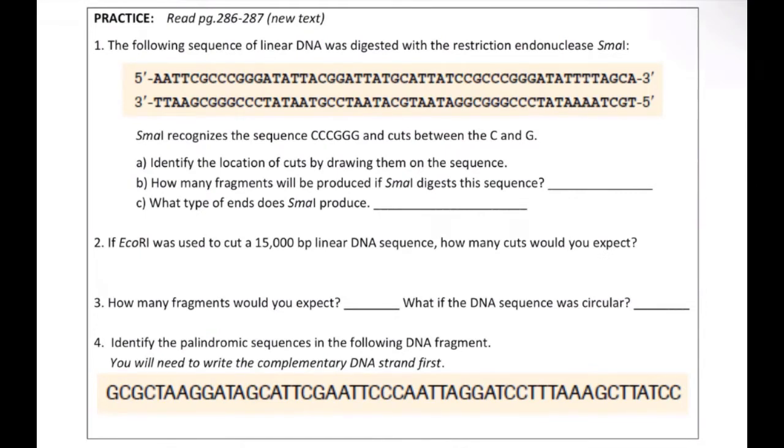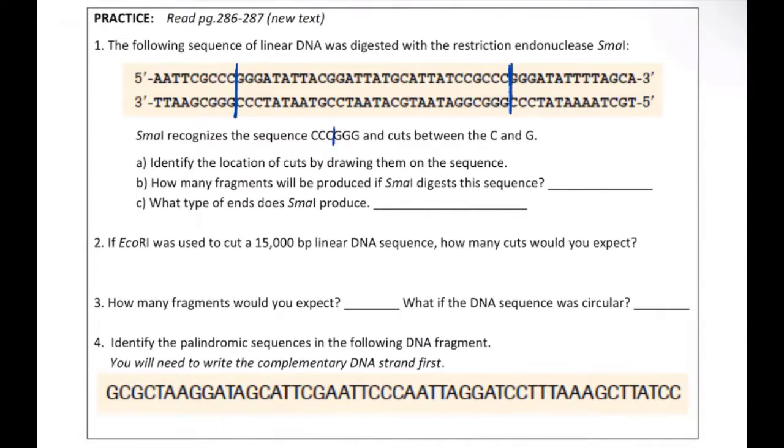Questions 1, 2, and 3 are very much what you'll see on your test, so I'm going to run through and take up the answers with you now. We already know that Sma1 recognizes the sequence CCCGGG, and it cuts in between the C and the G. So when I'm looking along the sequence, I can say, oh, there's one right there. And if you keep looking, there's a second one right there. So those are my 2 cuts.